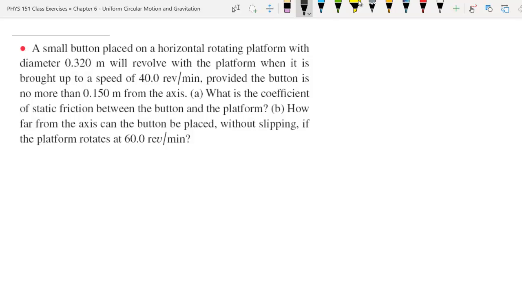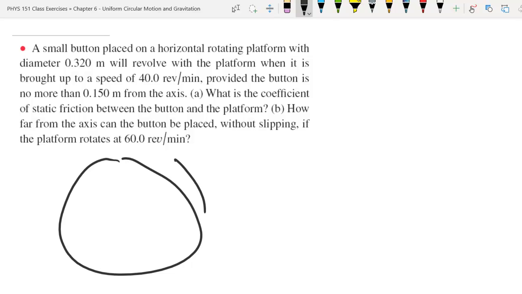Okay, in this exercise, let's say that we have this platform that is revolving around, and we have this button on it that we don't want to fall off. So just looking down on the top of a platform, basically we have something like this, and it's rotating around with some speed, some angular speed, which we'll talk about later.